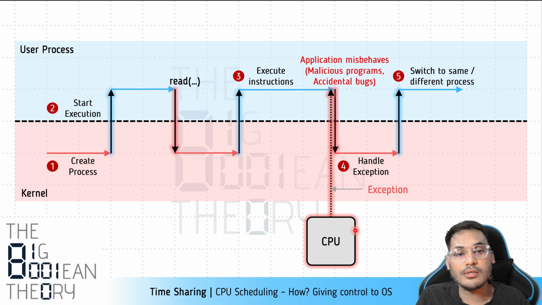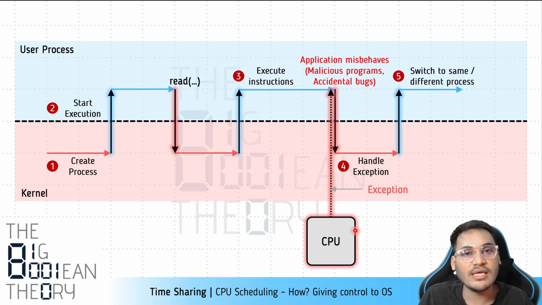Another case when we can get control of the CPU is when there is an exception in the system. An exception is a trap. And what is an exception? It is when the CPU discovers any kind of unexpected event or error during the execution of the process. This typically happens when the application misbehaves.